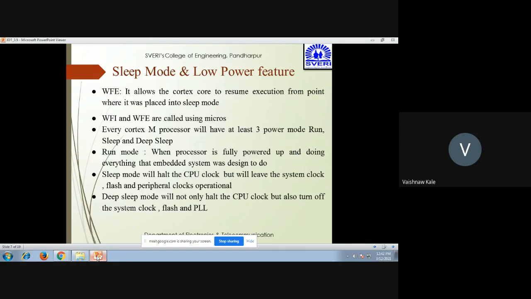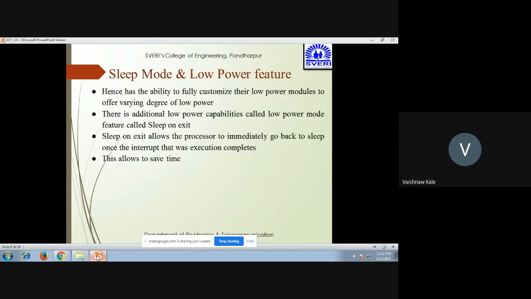Then there are three power modes: run mode, sleep mode, and deep sleep mode. Run mode is fully powered. In sleep mode, the CPU clock is halted, whereas the others are operational. Whereas in deep sleep mode, not only the CPU clock, but the system clock, flash, and PLL are all halted.